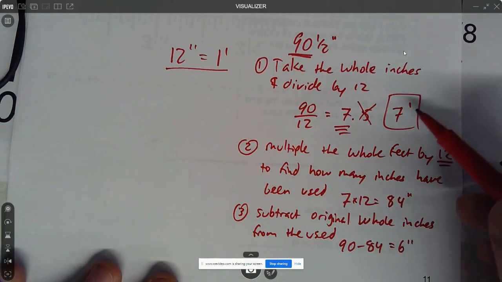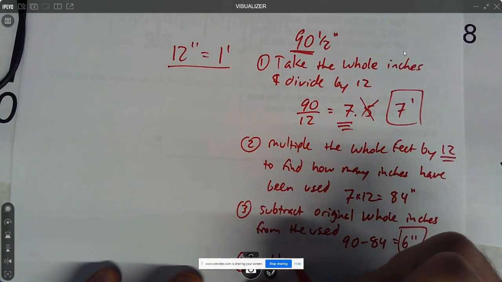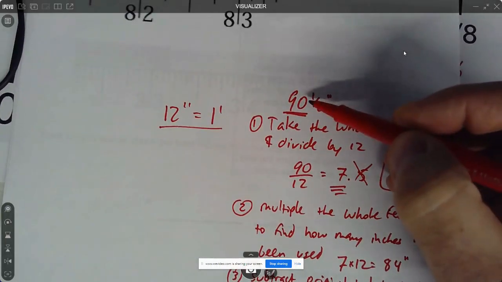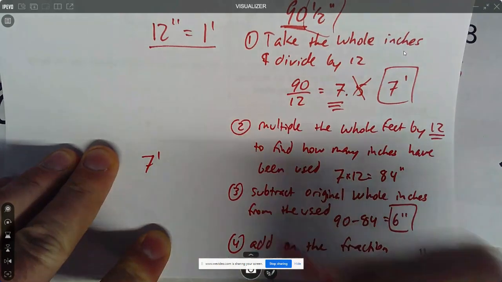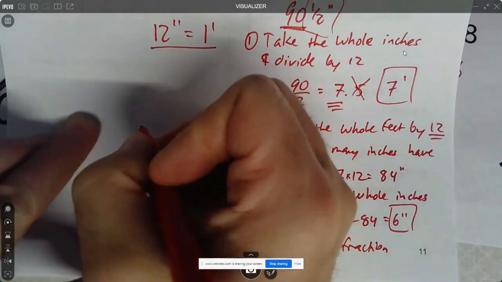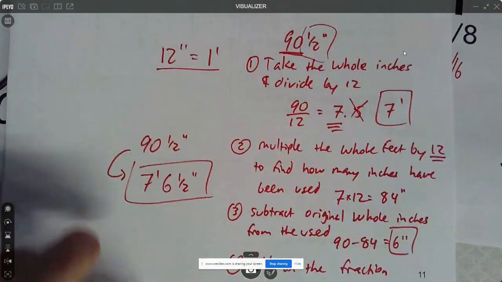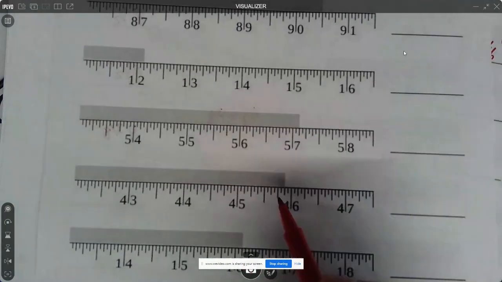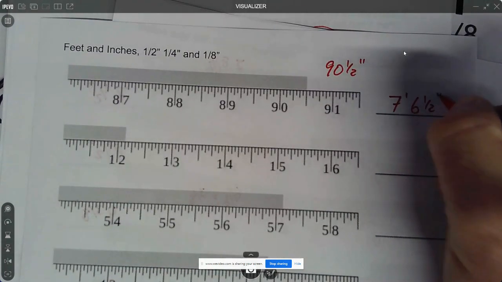So now we have 7 feet 6 inches, and then all you do is add on the fraction that we ignored before. Before we just took the 90 and ignored the 1/2 inch, so now we just take that back on. So we have 7 feet 6 1/2 inches, and that is what 90 1/2 inches converts to. And any of these problems, you do the exact same thing. So I'll just take another example here. By the way, that would be 7 feet 6 1/2 inches.